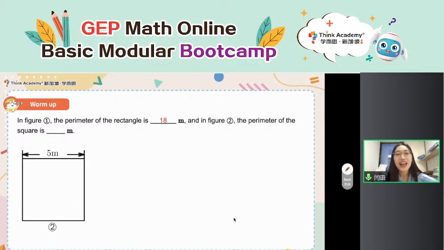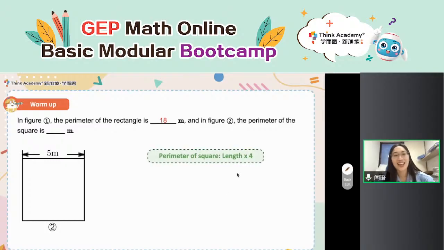Okay, good. And then for the second one, figure 2 is a square. So what is the perimeter here? Have a try. What is it? Yes, excellent. That is super easy, right?